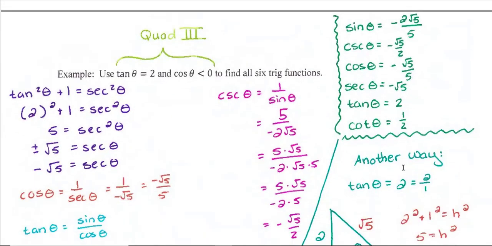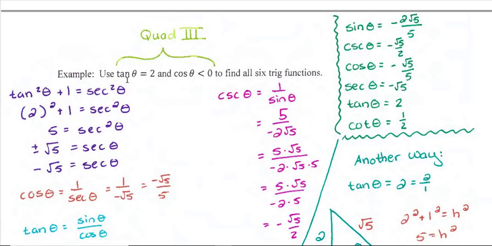So let's do some examples using these fundamental trig identities. The first example, we'll use the fact that we know that the tangent of theta is equal to 2, and we know that the cosine is negative, to find all 6 trigonometric functions. Well, just knowing one trig value and one little characteristic of another trig value is enough for us to be able to get all 6.